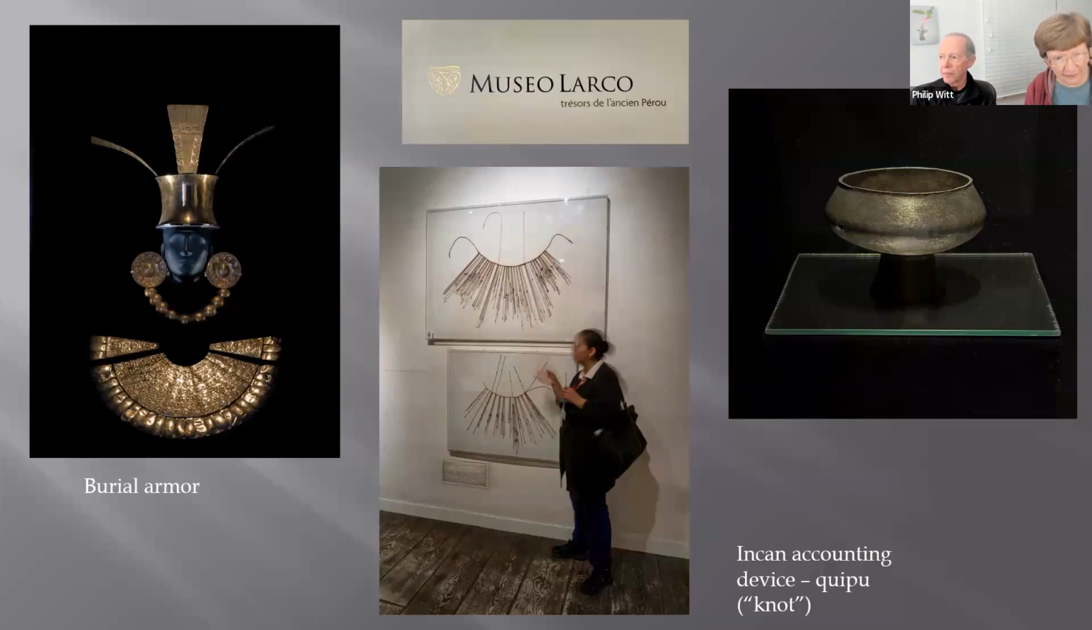You've got burial armor on the left. In the center, there are Incan counting devices. It's called a quipu, which means knot, probably in Quechua. And so that's how you're counting. There were different colors on it, and they meant different things. So that's how you keep your inventory. And of course, some of the pots and things on the right.